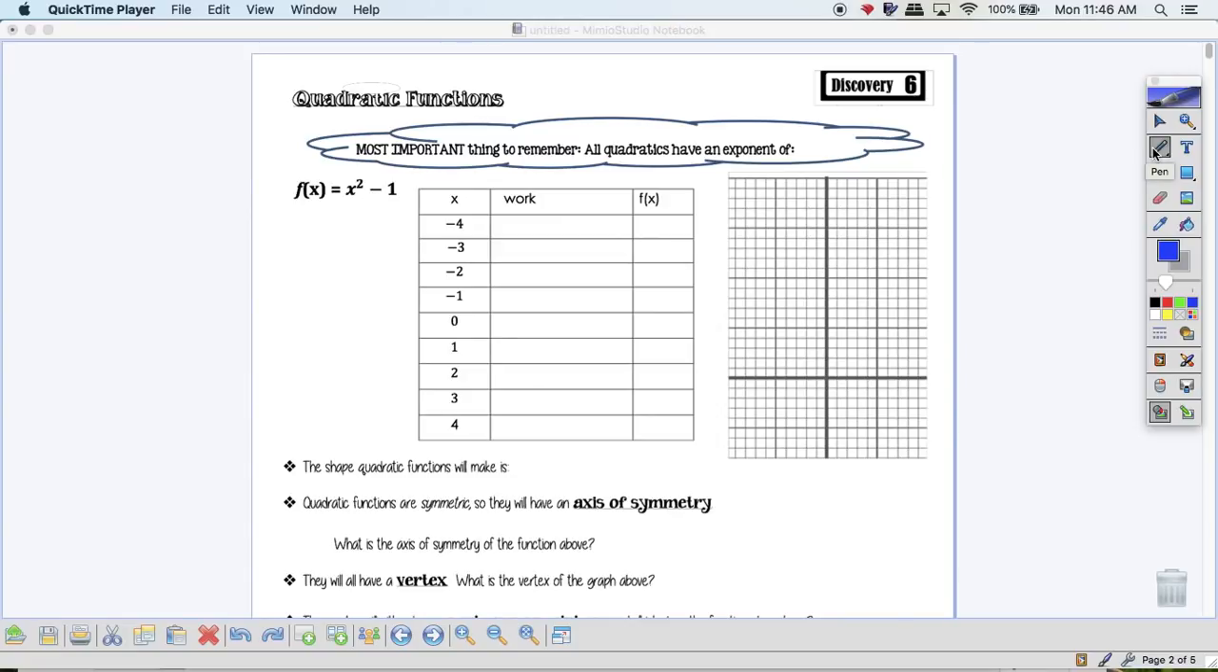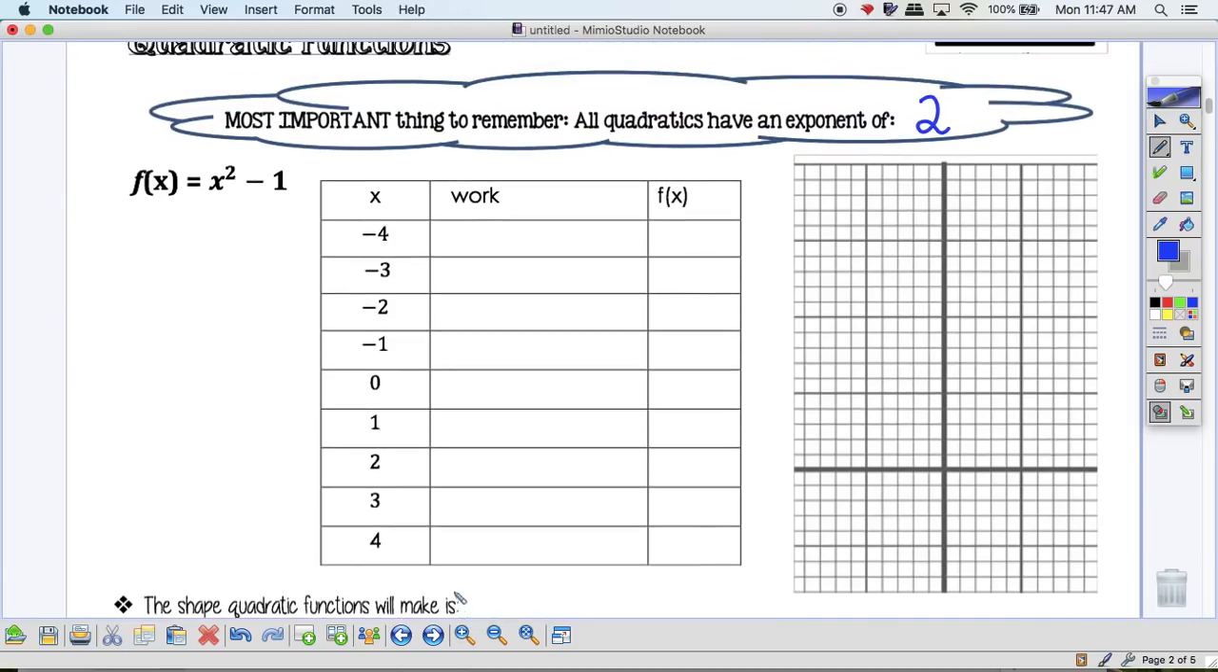We're starting our new unit on quadratic functions. Hopefully you remember from the last unit that quadratic functions will always have an exponent of 2. So follow along with me on your discovery here. And first we want to look at what shape quadratic functions make. To do that, we are going to plug in these numbers and graph it to see what shape it would make. This is a quadratic function.